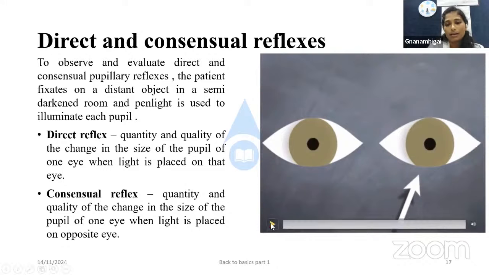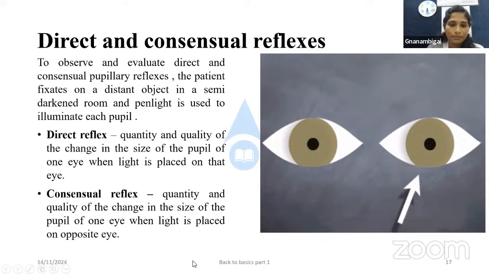So for the direct reflex, we will see the same eye. For the consensual reflex, we will illuminate the right eye and we will see the patient's left eye.